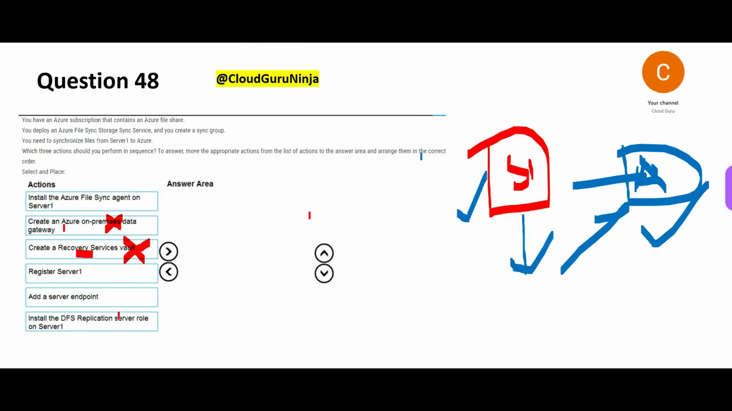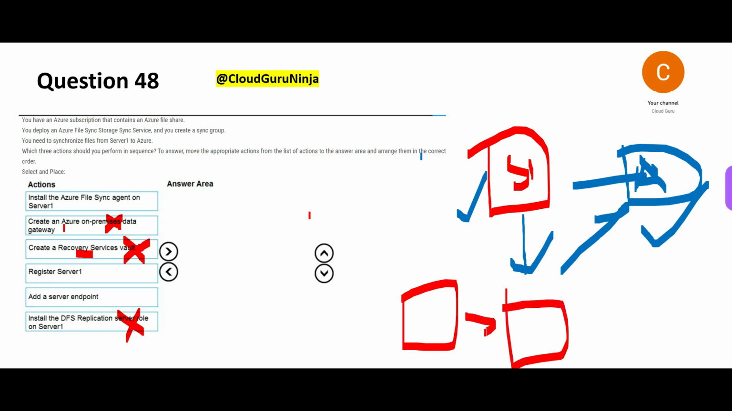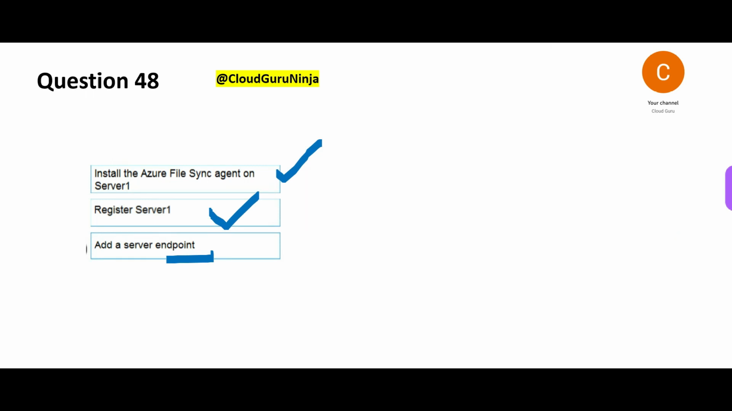Now DFS replication is called distributed file system replication. We use it when you have two servers like this both on premises and you have to create a replication protocol here. Then you use it. It is not used for this scenario where one is your on premises server, the other is Azure or any other cloud. So I have explained the options which are wrong. These are my answers. These three in sequence, you have to follow these.